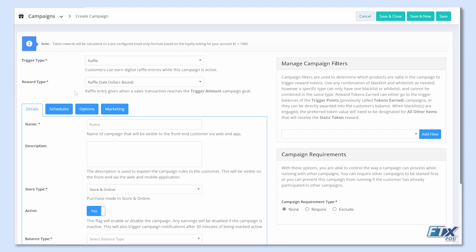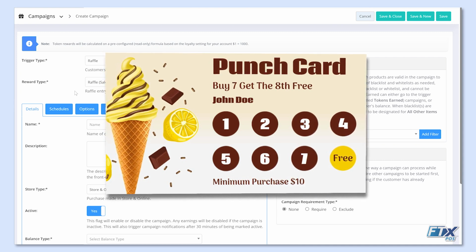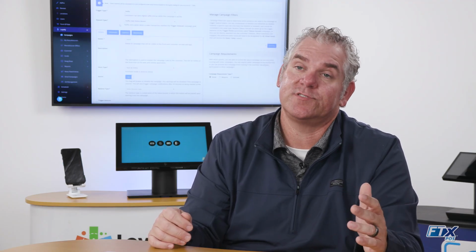And finally, we have our raffle. A raffle is just like a punch card. You know, they buy 9 items and get a coupon. Instead of a coupon, they get an entry to the raffle. This allows you to draw a winner at the end of the campaign, just like a traditional raffle. You're going to decide the number of winners or even the number of winners per store.